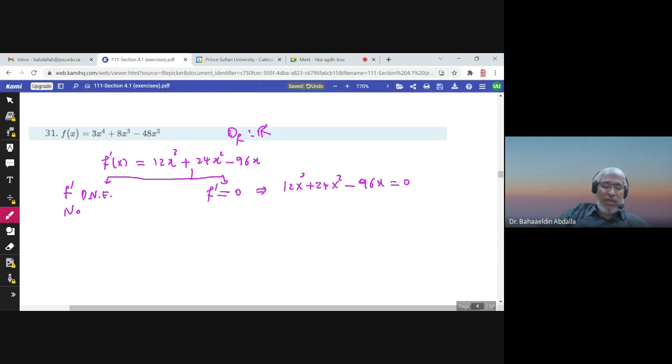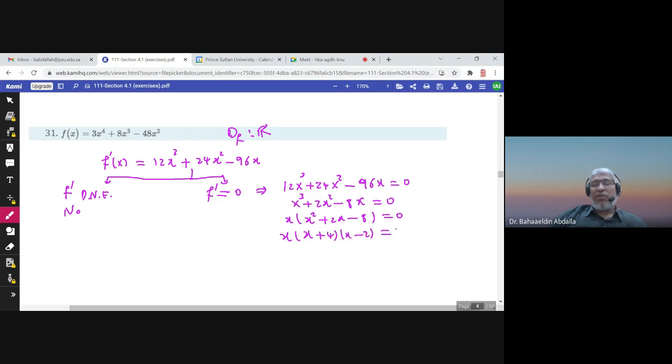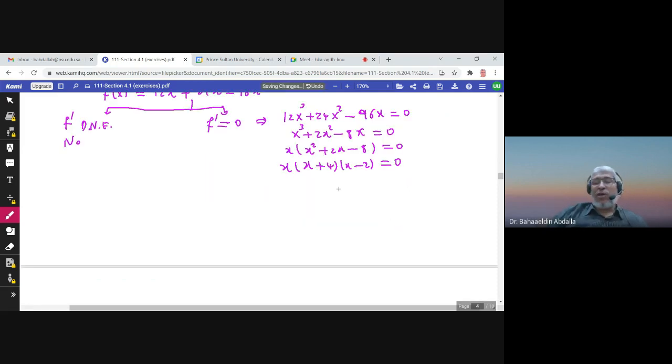let me check, yeah, I can divide by 12. So I will have x cubed plus 2x squared minus 8x equals 0 because I have an equation. And I can take x as a common factor. So I have x times (x squared plus 2x minus 8) equals 0. And now I can factor this into (x plus 4) times (x minus 2) because 4 minus 2 is 2 and 4 times -2 is -8.